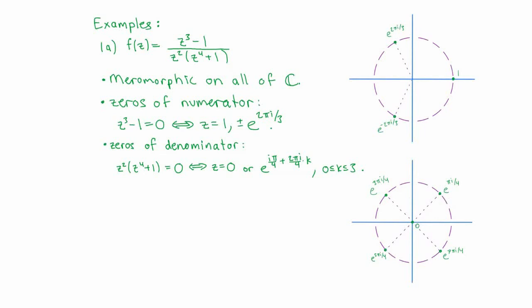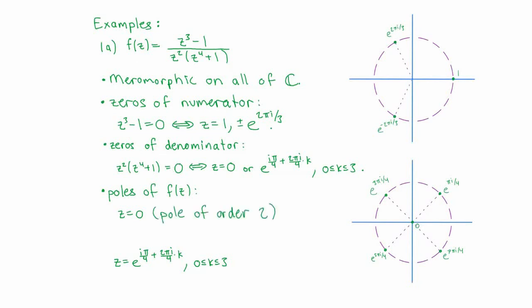Even though we're looking for the poles of this function, we want to know the zeros of the numerator and the denominator, just in case some of them cancel out. In this case, they don't, and that means that all of the zeros of the denominator of f are going to give us poles of the function f. Since z equals 0 is a 0 of order 2 of the denominator, that gives us a pole of order 2 of f. A pole of order 2 is also called a double pole.